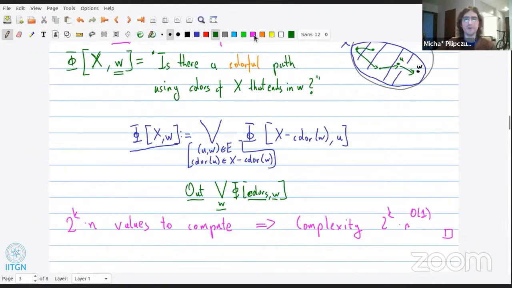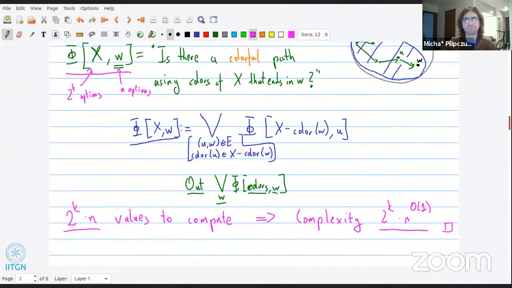Right, so how many values phi of X, W do we have to compute? Well, for W we have n options, where n is the number of vertices, and for X this is a subset of colors, all possible subsets of colors. So there are 2 to the k options because there are k colors. So we have 2 to the k times n values to compute. A computation of each such value takes polynomial time. So the complexity of this dynamic programming procedure is 2 to the power k times polynomial in n. It's essentially the same dynamic programming that you have probably seen for Hamiltonian cycle or TSP. Good.